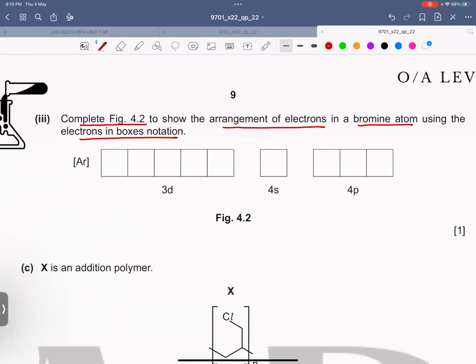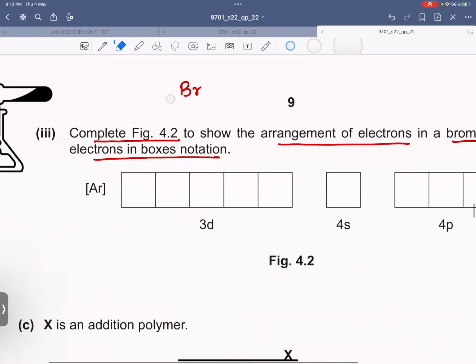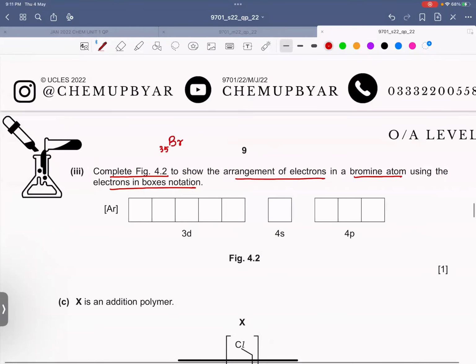So first, you have to look for the bromine's atomic number, and if I recall, its atomic number is 35. Can anyone confirm from the periodic table? Yes, sir, 35. So it means there are 35 electrons. If you write the electronic configuration for these 35 electrons, it would be 1s2, 2s2, 2p6. There are 10 electrons over here.